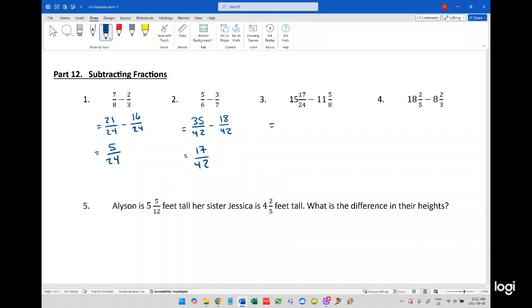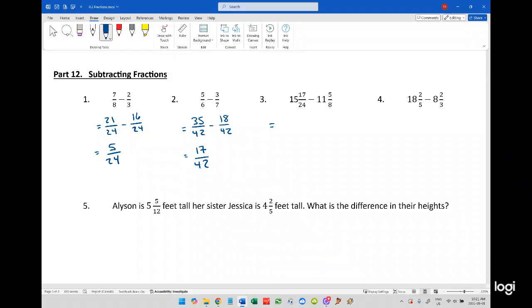This one, we're going to change from a mixed fraction to an improper fraction. The numbers aren't going to be particularly pretty, but you have to be careful on these. I know some people will do 15 minus 11 is 4, and then they'll do 17 over 24 minus 5 over 8, which works if the number's positive, and if it's negative, it gets a little confusing. So I'm just going to do improper fractions the proper way.